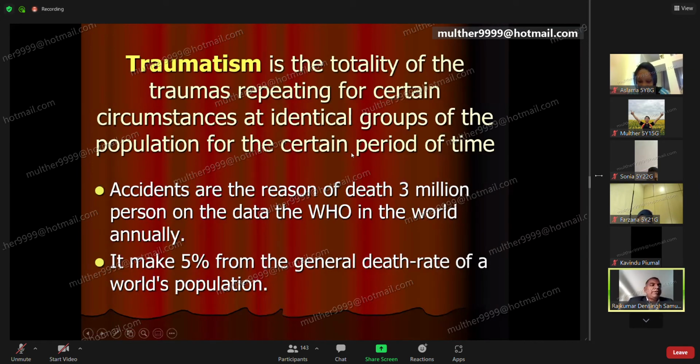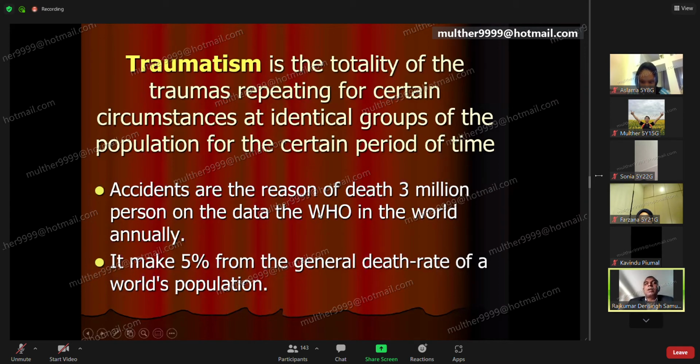After we come across a few of the historical figures, here we have some terms and definitions. The first term is used for statistical purposes. It is called traumatism. What is traumatism? It is the totality of traumas repeated in certain circumstances in an identical group of the population for a given period of time. This is for statistics. For example, accidents are the reason for the death of 3 million people annually according to WHO data. So when we come across the statistic that about 3 million people in the world die because of accidents, what does it do?